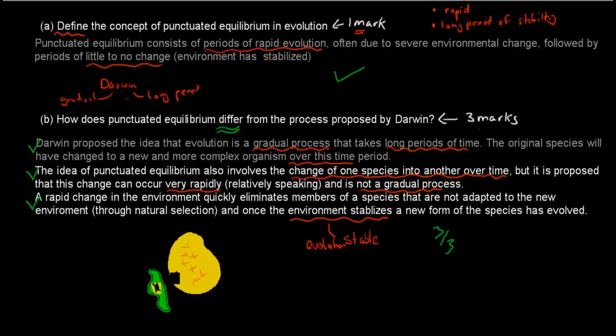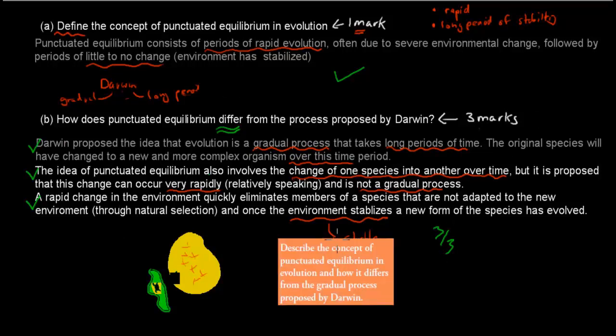Where did that question come from? It came from this syllabus dot point: describe the concept of punctuated equilibrium in evolution and how it differs from the gradual process proposed by Darwin. So again, this is more or less exactly these 2 dot points taken from the syllabus dot point.